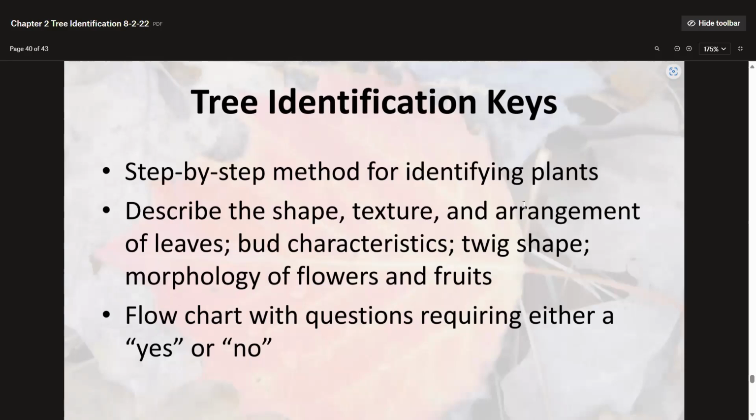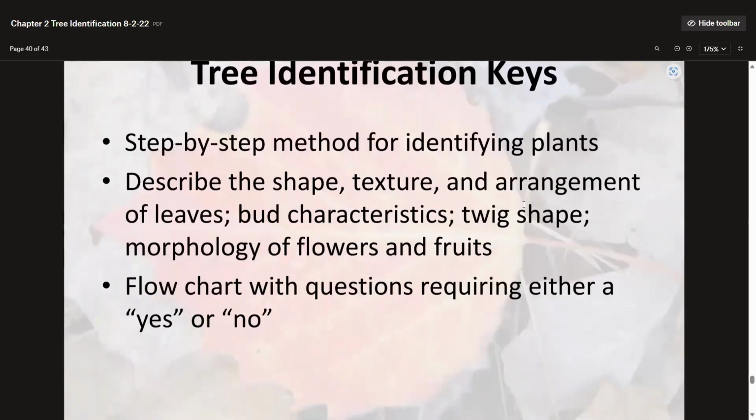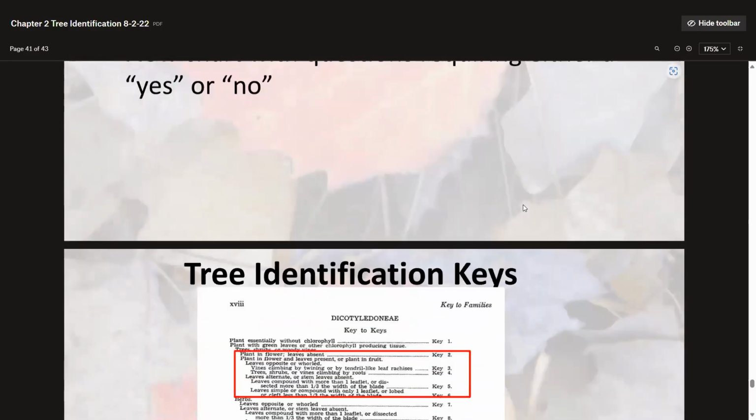Well, that's what these tree identification keys do as well. It's kind of a flow chart. Does it have pinnate leaf? Yes, turn to page 6. No, turn to page 124. That kind of thing. So it's a flow chart in a book requiring a yes or no answer, okay?